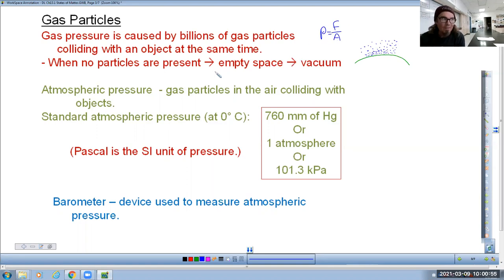You don't need to know that. That's why it's not here in the notes. But the basic understanding of what pressure is: when you exert a force over an area, okay?